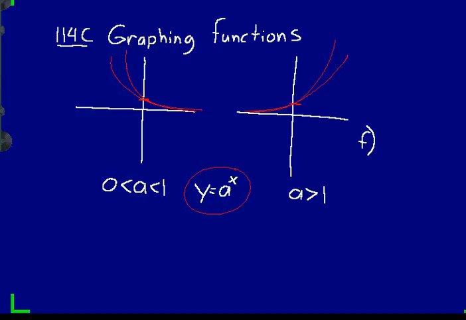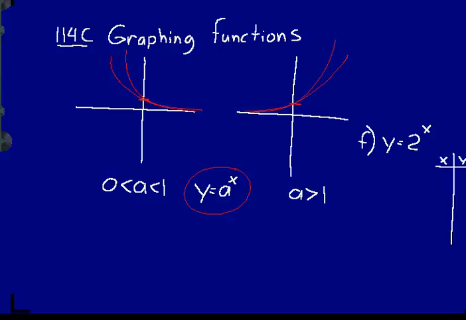Let's go ahead and do a practice problem. Let's graph y equals 2 to the x. And we'll do that on an xy coordinate system first. Let's make an xy table, and then I'll show you how to do it on a graphing calculator. And you can always use a graphing calculator to check your work. So y equals 2 to the x. Let's make an xy table.